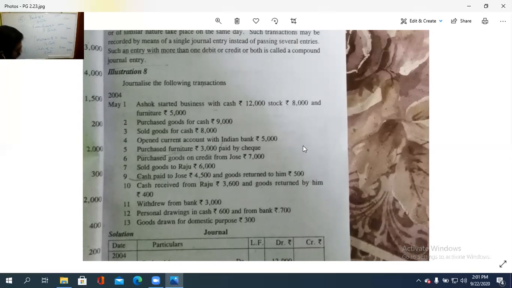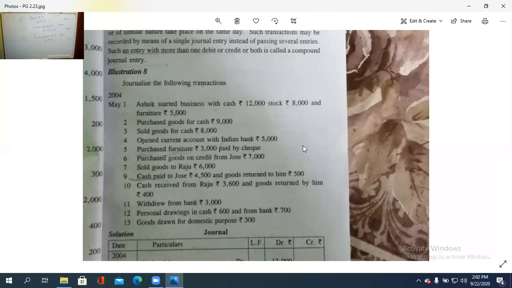Then purchased goods on credit from Jose. Goods are purchased, isn't it? So 6th, date is 6. Purchased goods on credit from Jos. So purchases account debtor to Jos. How much is the amount? 7,000.